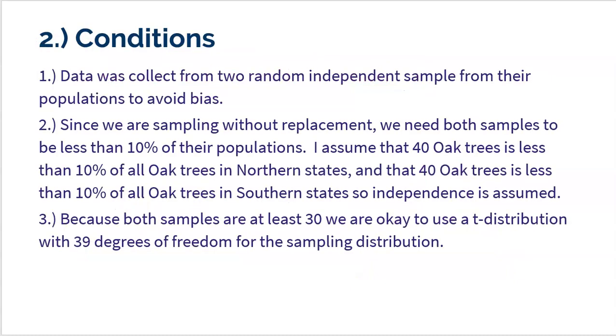All right, so let's check those conditions. The data was collected from 2 random independent samples from their populations, one from the north, one from the south, to avoid bias. Since we're sampling without replacement, we do need each sample to be under 10% of the population.